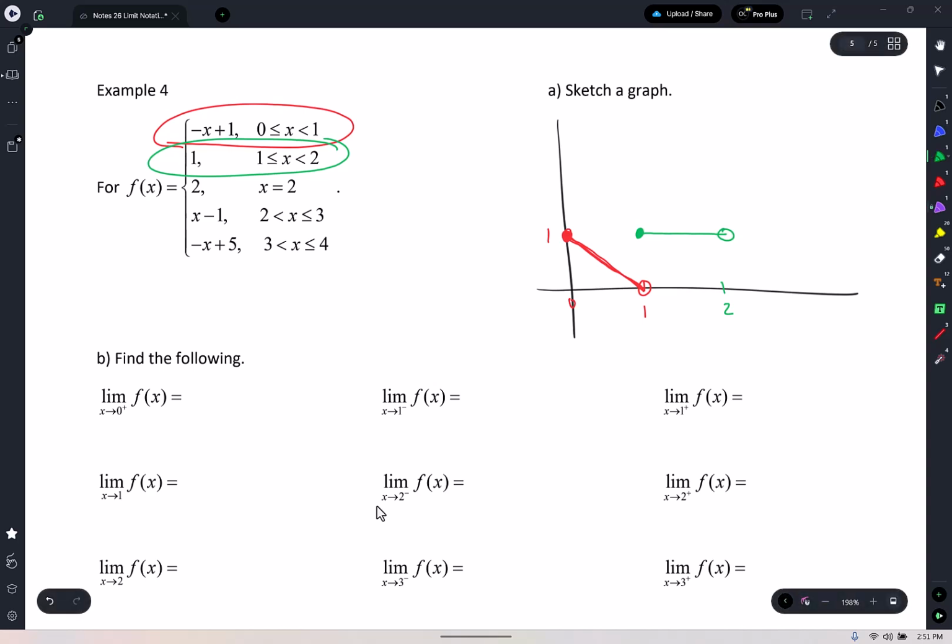I'm gonna choose purple. The next one is just a point. When x equals 2, the y value is 2. I'm going to say 2 is like right here. So I'm going to go 2, 2, point. That's a point. Solid, nice point.